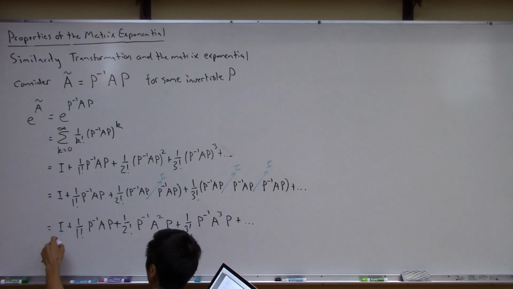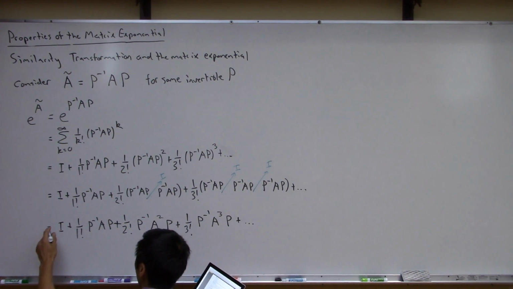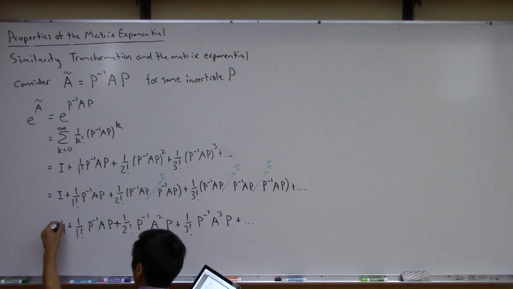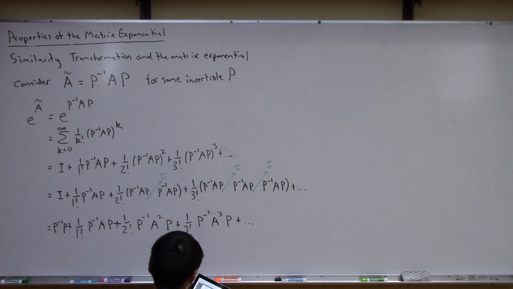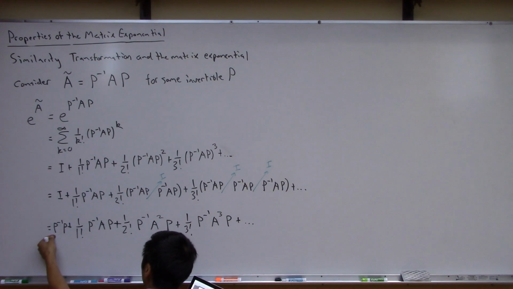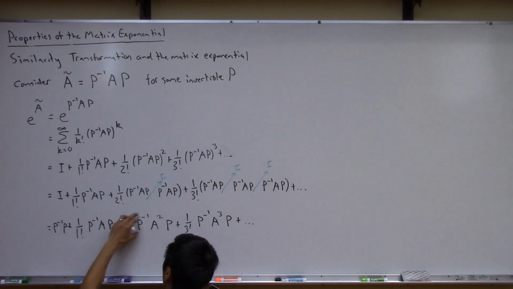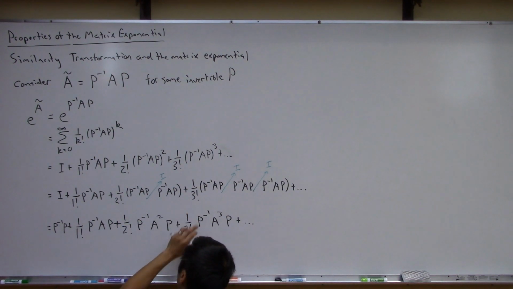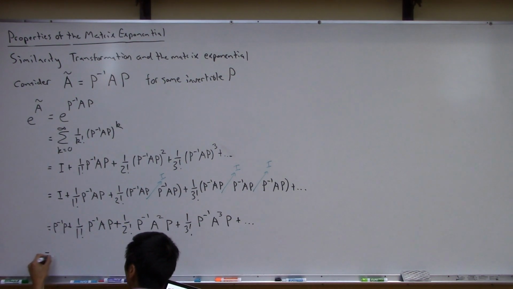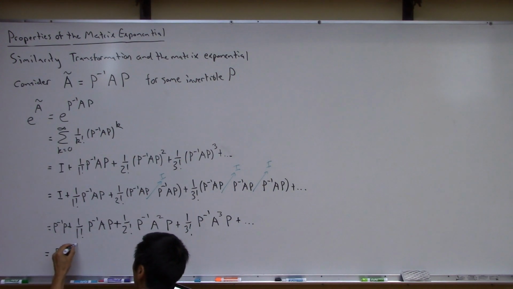This identity matrix, can't I just rewrite this thing as identity matrix is the same thing as P inverse P? Would everyone agree that's still the identity matrix, right? And now, the beauty of this is, look at this. On the left side, there's P inverse on this term, P inverse on this term, P inverse on this term, P inverse on this term. So you know what? Let me pull off P inverse on the left, right?